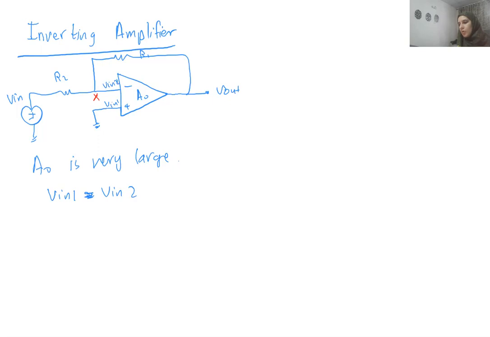So you can see that Vn1 is grounded, and therefore what happens to Vn2? Vn2 at this node X is basically called a virtual ground. So node X is a virtual ground, meaning it has zero potential, but it's not actually shorted to ground. Similar concept to what we discussed in the differential amplifier before.